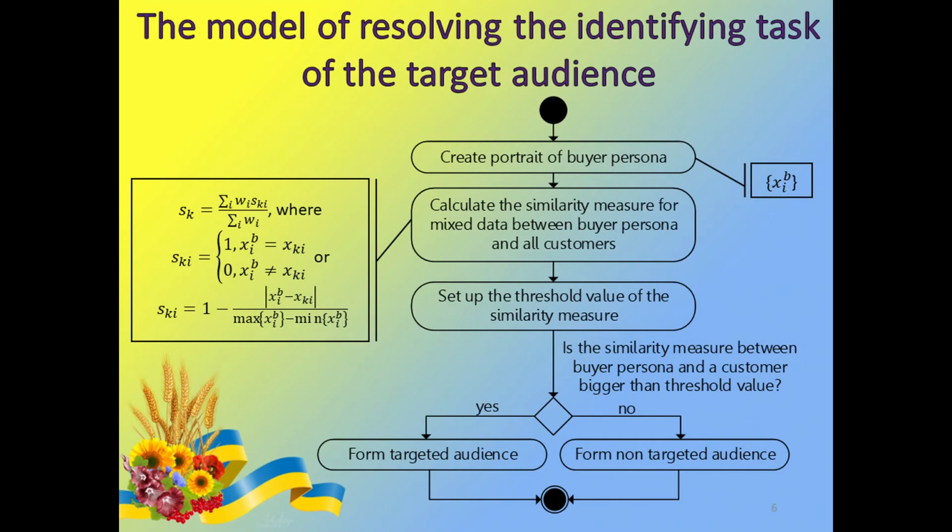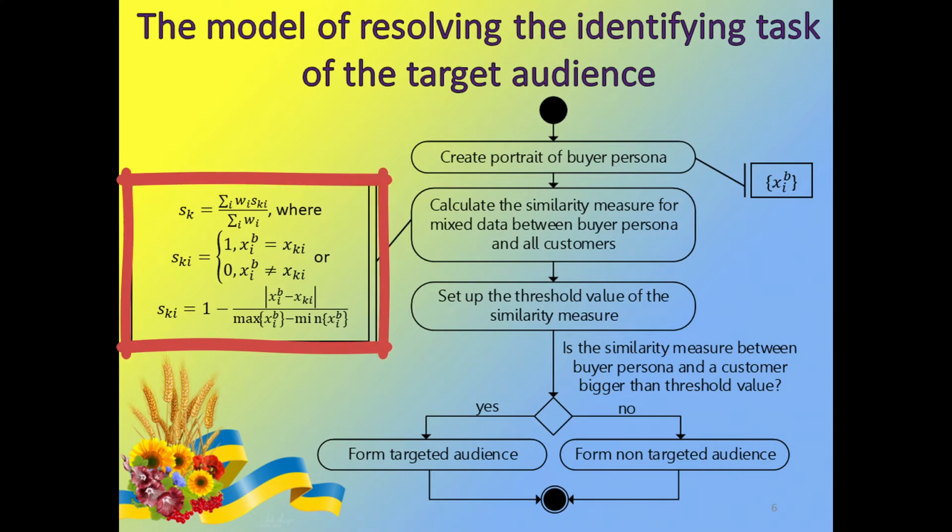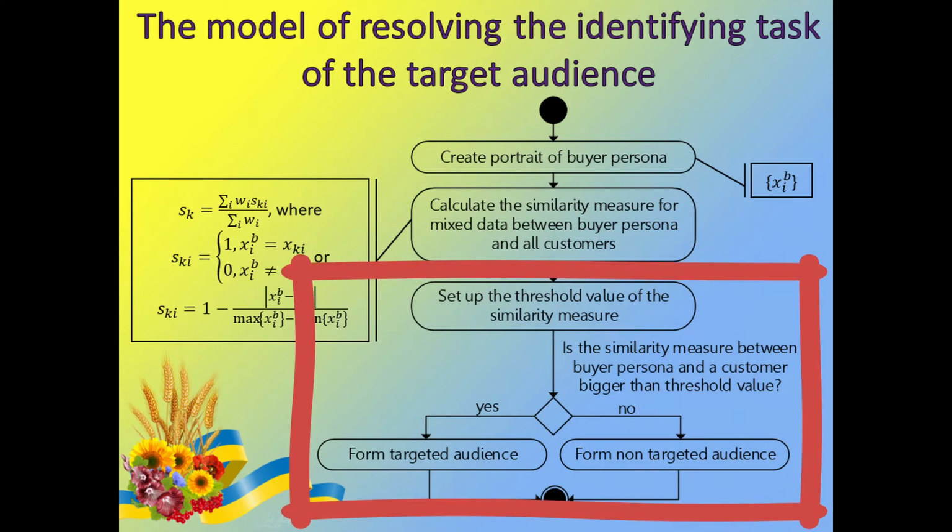Let's take a closer look at the task of identifying potential customers. The model for solving the task is presented in the form of an activity diagram. Input data for this model is portrait of an ideal buyer. Then the model should calculate similarity between continuous, ordinal, or categorical data of buyer persona and every customer at the same time. There are many such measures. It is proposed in this research work to use Gower coefficient for calculating the resemblance of mixed data types. The process of forming the target audience depends from comparing results between calculated similarity measures and threshold value.